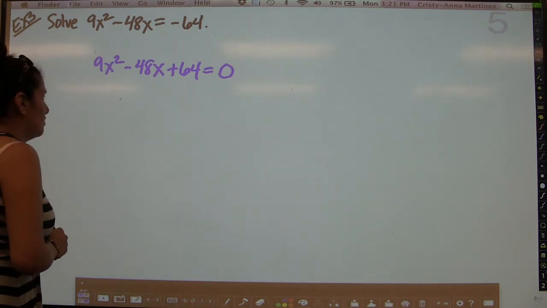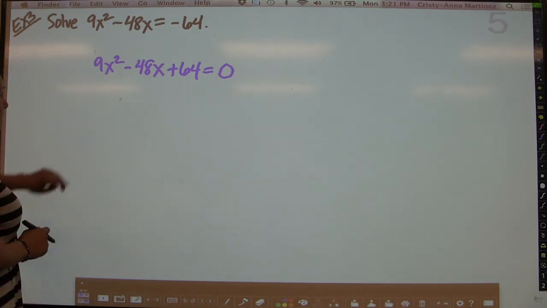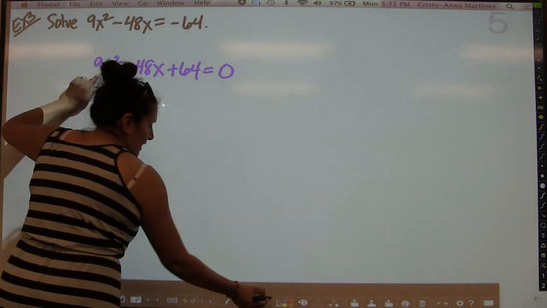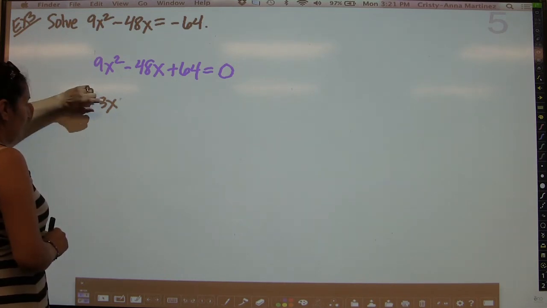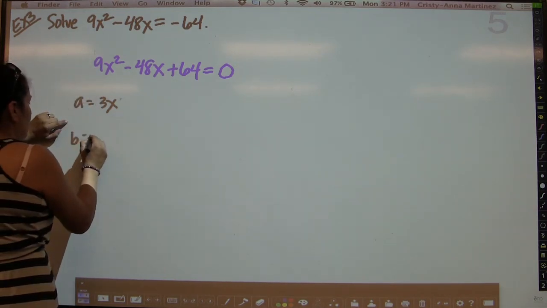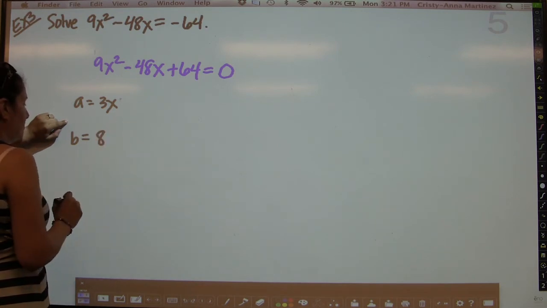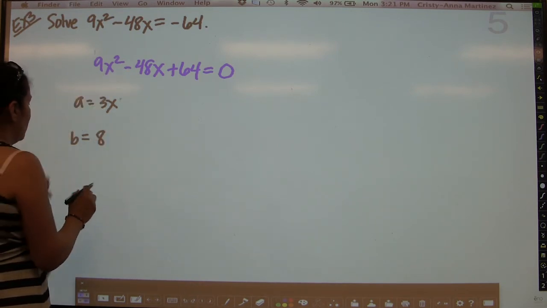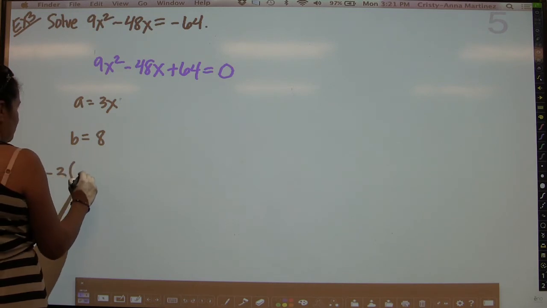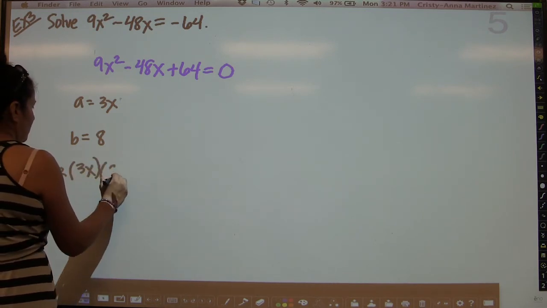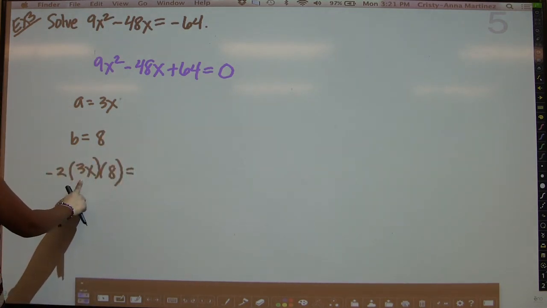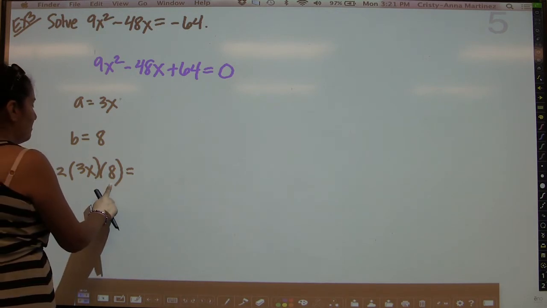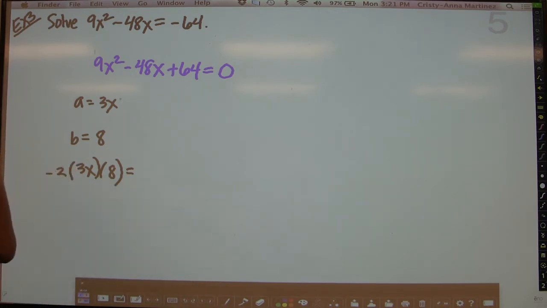And now we're going to try and see if we can do any of our methods. I'm looking at this little guy here, and I think that A could equal 3x because 3 squared is 9 and then x squared. And I'm thinking that B could equal 8 because 8 squared is 64. The last thing I need to check, this is a negative, I need to check if I get negative 2 times A times B, if that's going to equate to negative 48x. So negative 2 times 3 is negative 6, and negative 6 times 8 is in fact negative 48. So that means that it does work out.